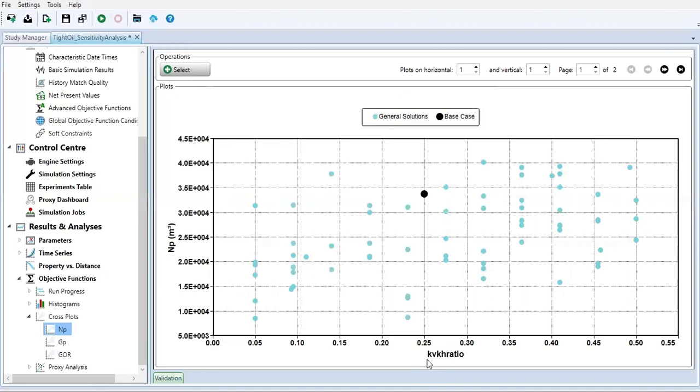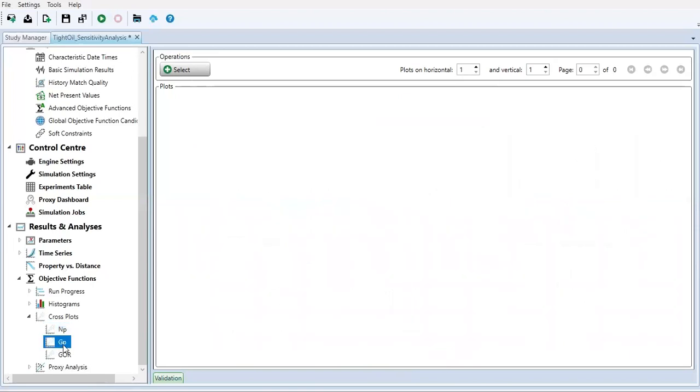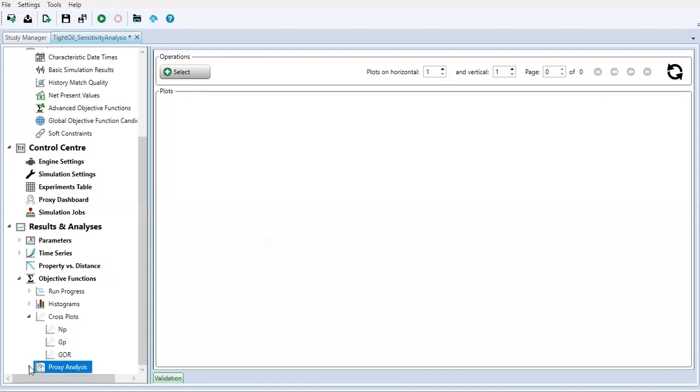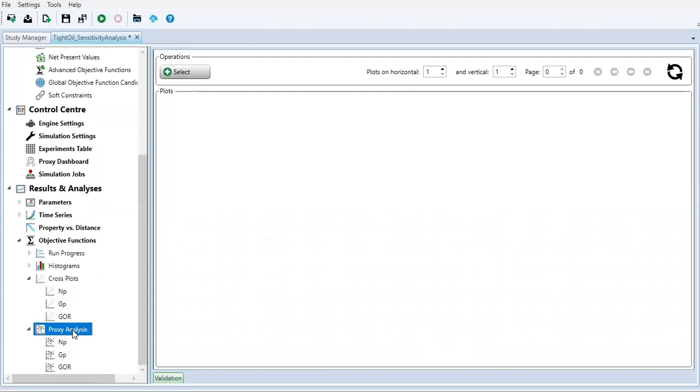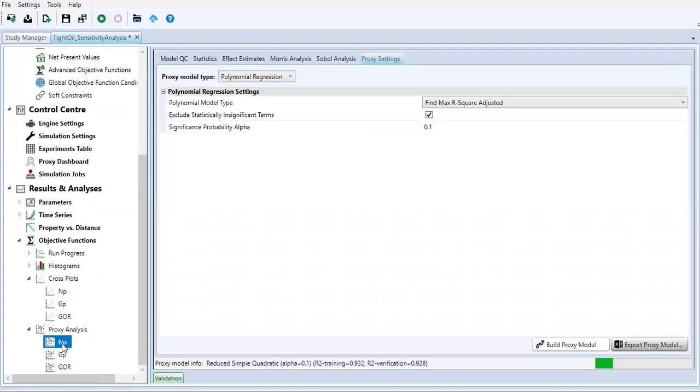All right. And then, yeah, you can also do cross plotting for GP and for GOR, of course, right? And what else? Proxy analysis. Now it's very important. NP.